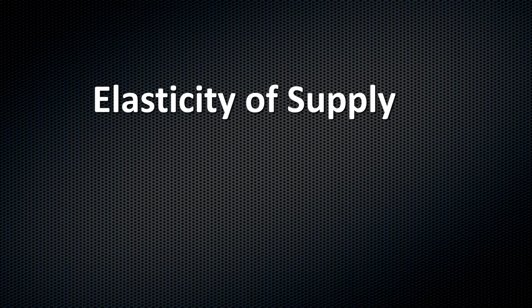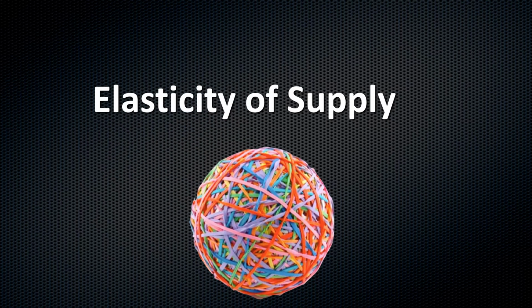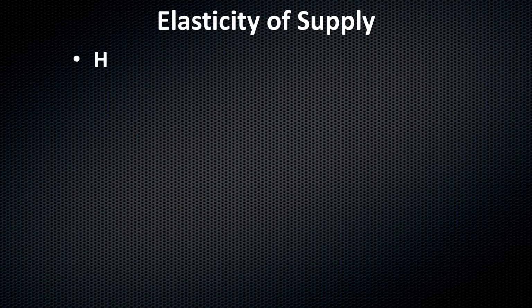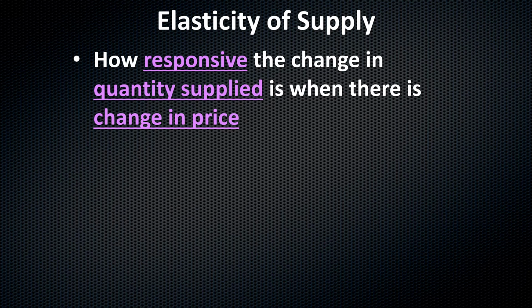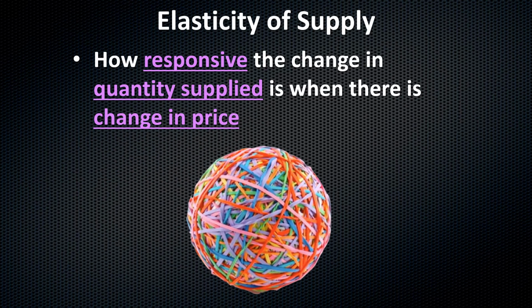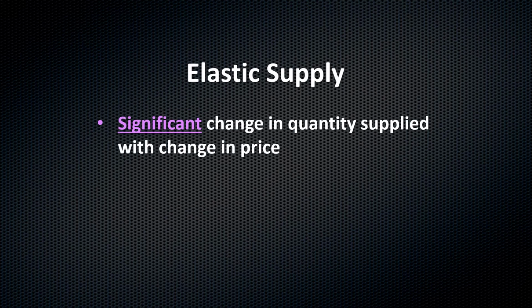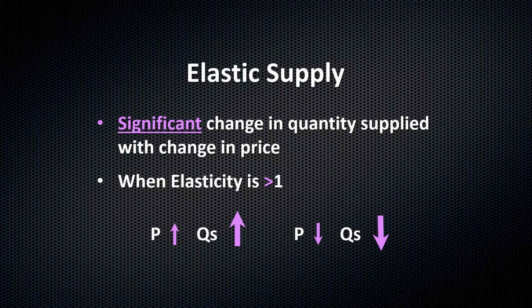Moving on to the elasticity of supply. There's that bouncy ball back again. Elasticity means how responsive something is. So elasticity of supply is how responsive the change in quantity supplied is when there is a change in price. Elastic supply means a significant change in quantity supplied with a change in price. When elasticity is greater than 1, you have price up, quantity supplied up, price down, quantity supplied down.